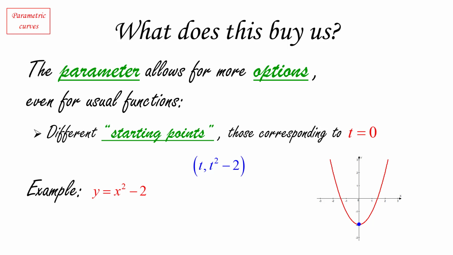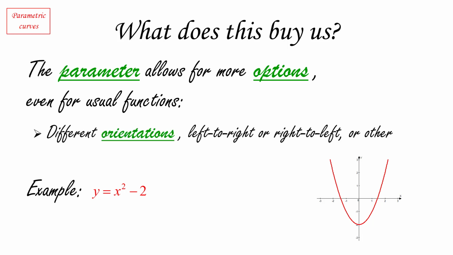But I can change the parameterization. I can write that same curve as t minus 1 and (t minus 1) squared minus 2. In that case, the starting point will be at x equal negative 1. So I can choose a starting point if I have to.